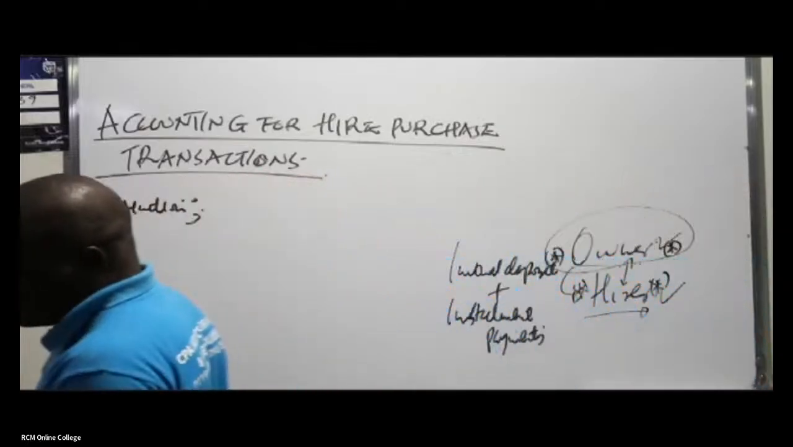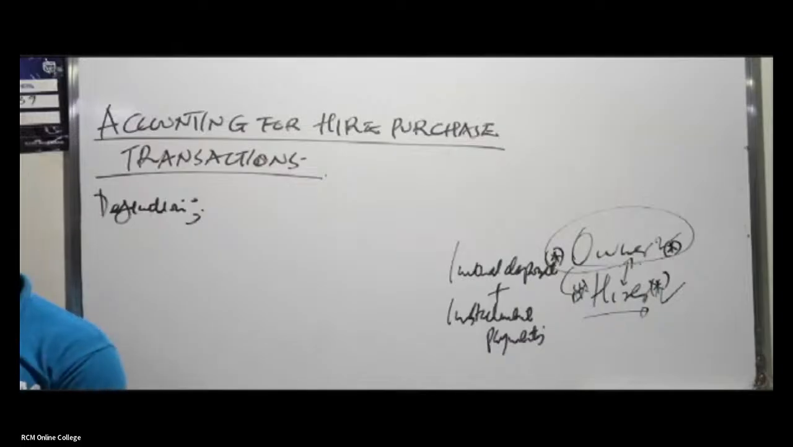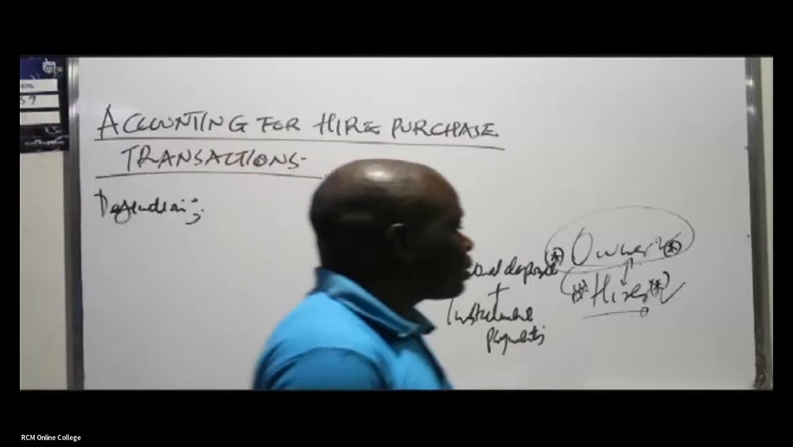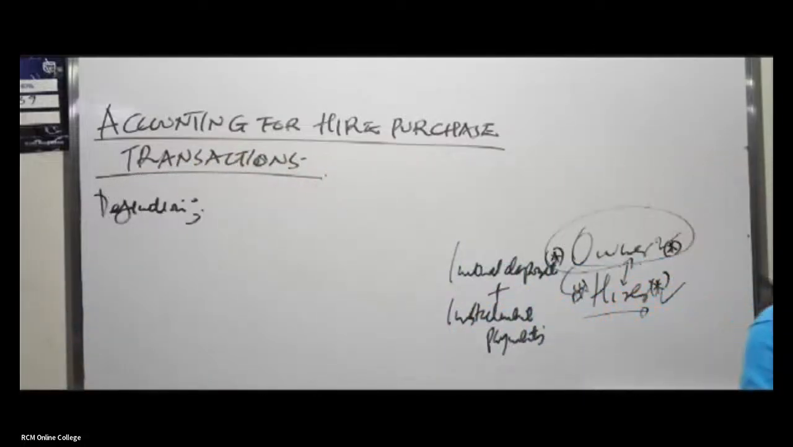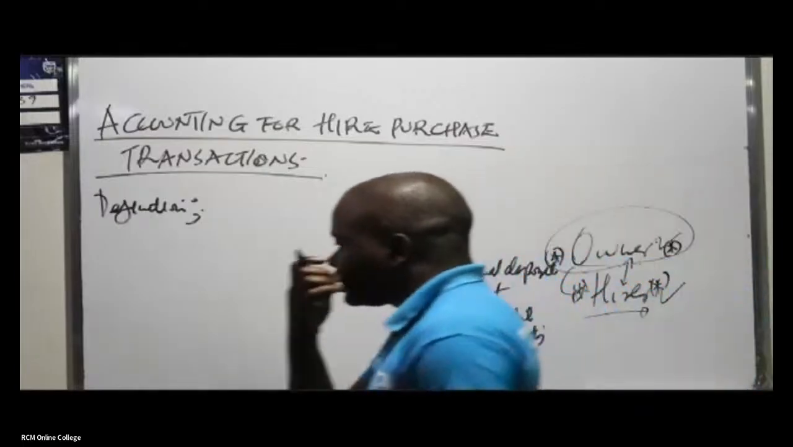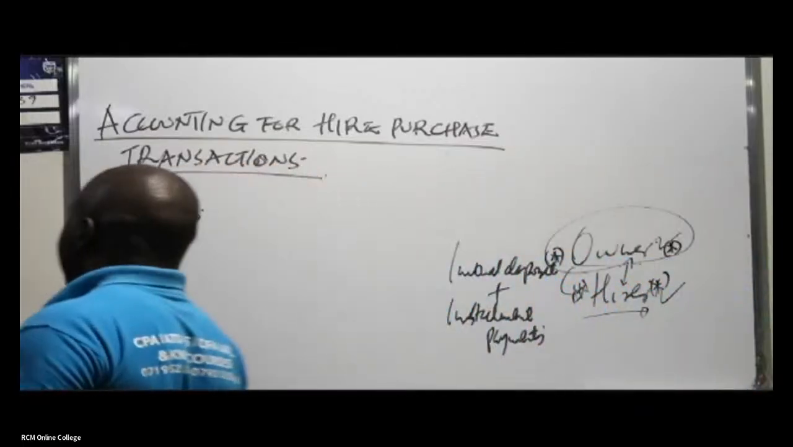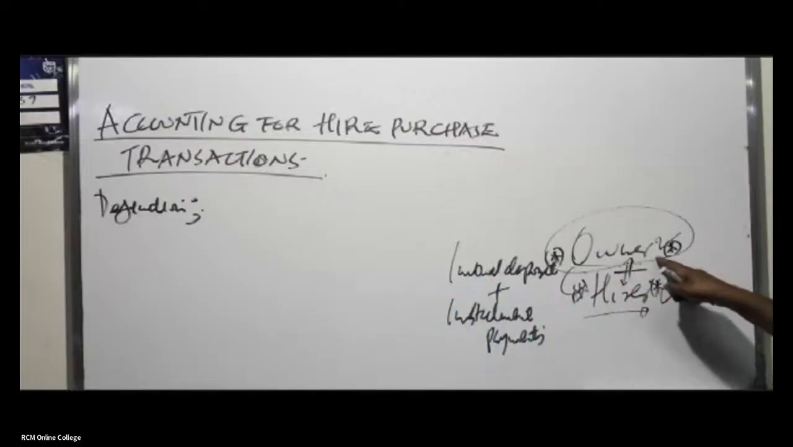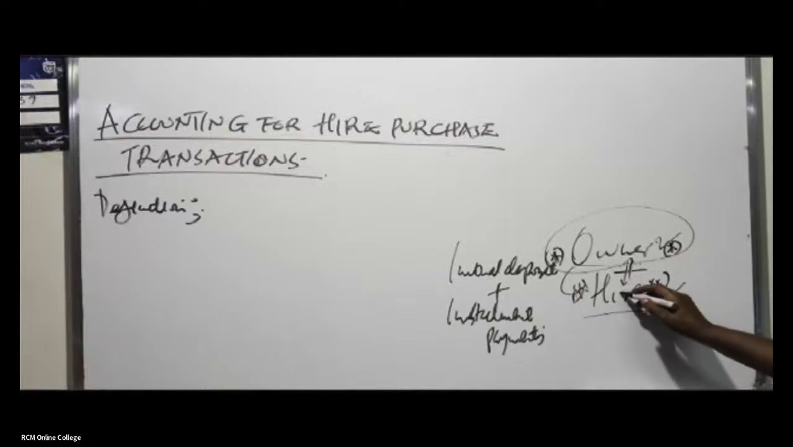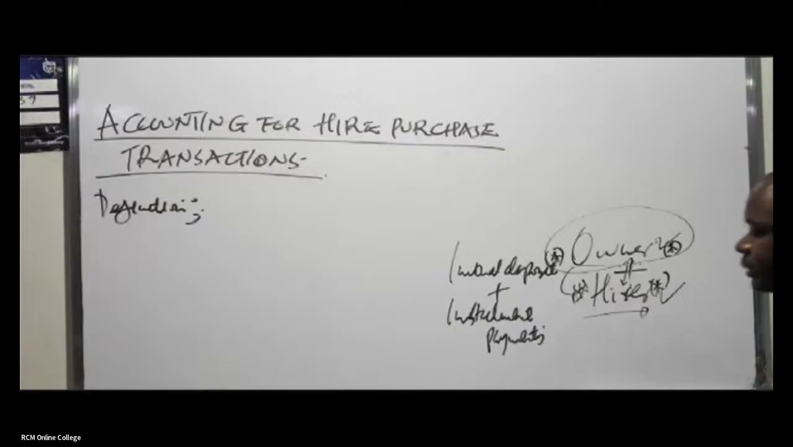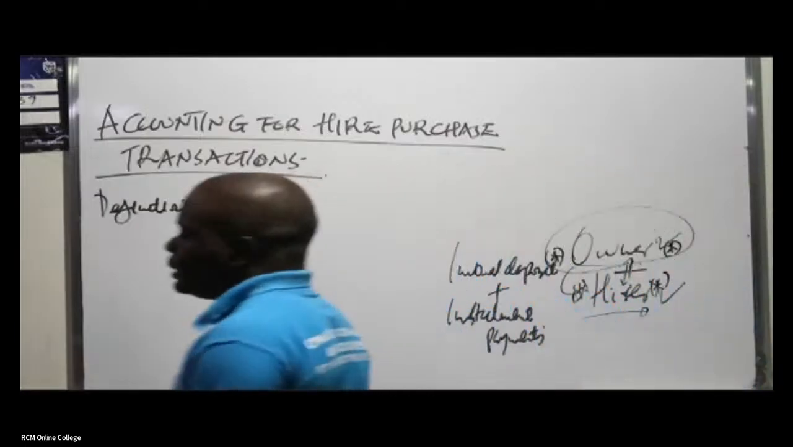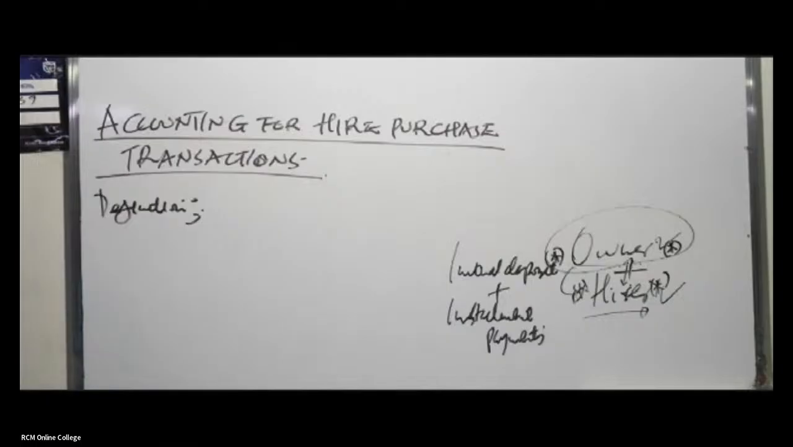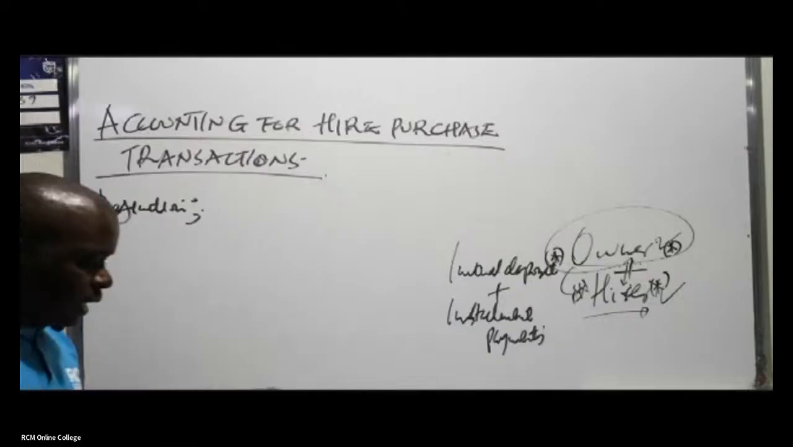It is a contract involving two parties, i.e., the owner and the hirer. The owner and the hirer. So for the hirer, you write like this. It is a contract involving two parties, i.e., the owner and the hirer. Full stop.